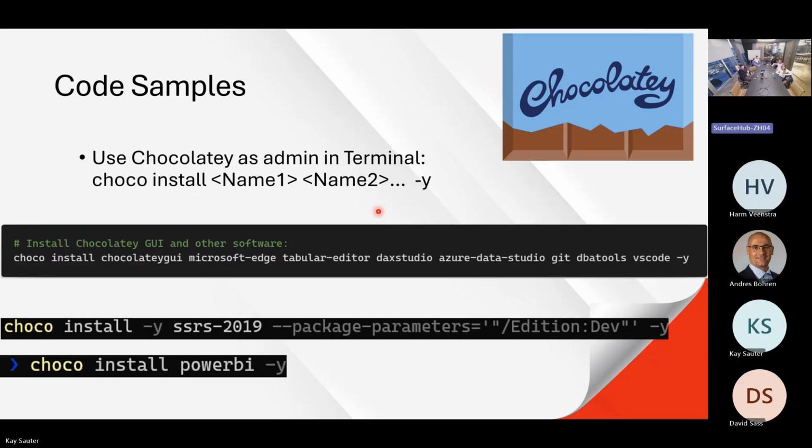As an example for Chocolatey, you have choco install chocolatey GUI, Microsoft Edge, SQL Server Management Studio, Azure Data Studio, and everything basically gets started. You put in -y to say yes to the agreements. So you have everything taken care of for you, which means you don't have to click around anymore. It's really headless, a silent installation.